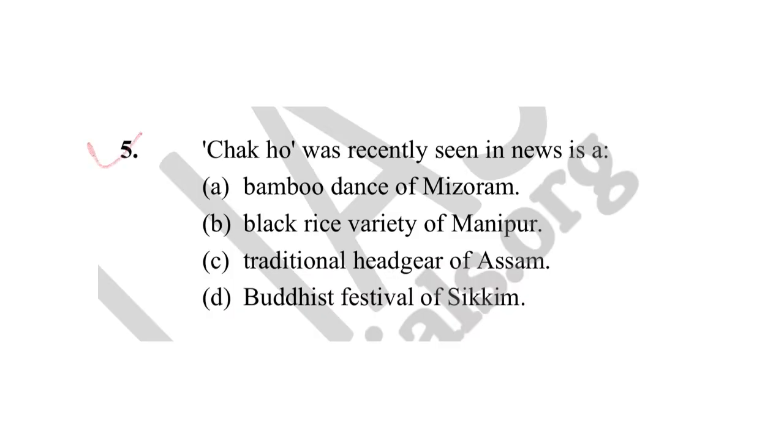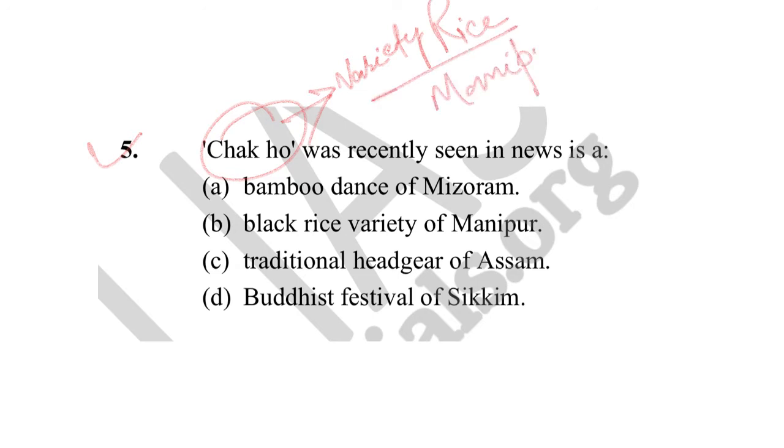Question number 5. Chak-Hao, recently seen in news, is a variety of rice cultivated in Manipur, and recently it has been given GI tag. So B will be the answer.